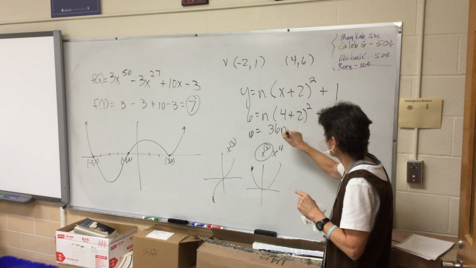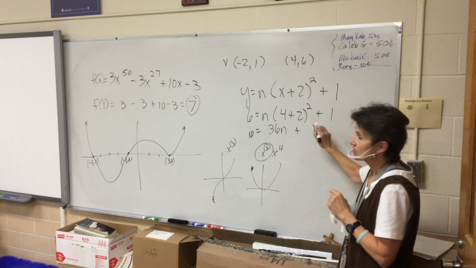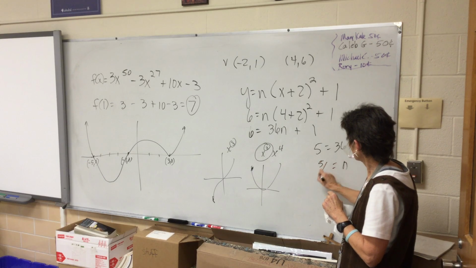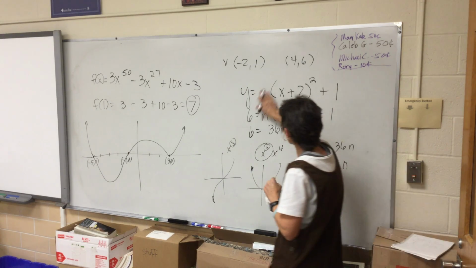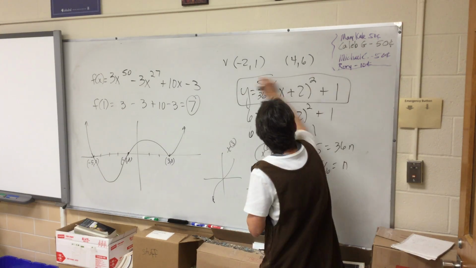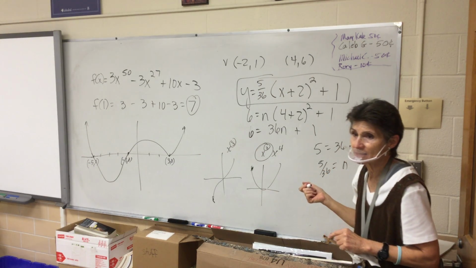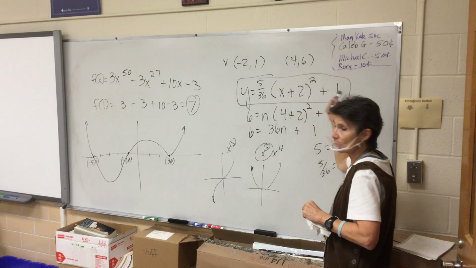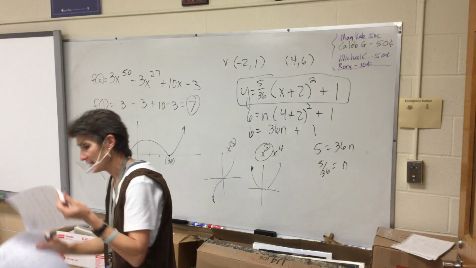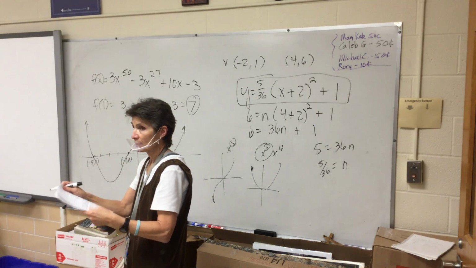So, 4 plus 2 is 6, squared is 36. This is 36n. Do not add 1. It's 36n plus 1. So then the 5 comes over, and we divide. So in the answer blank, this is what you write. The answer isn't 536. The answer is the equation. Perfect. We did that yesterday. You okay with that? All right.